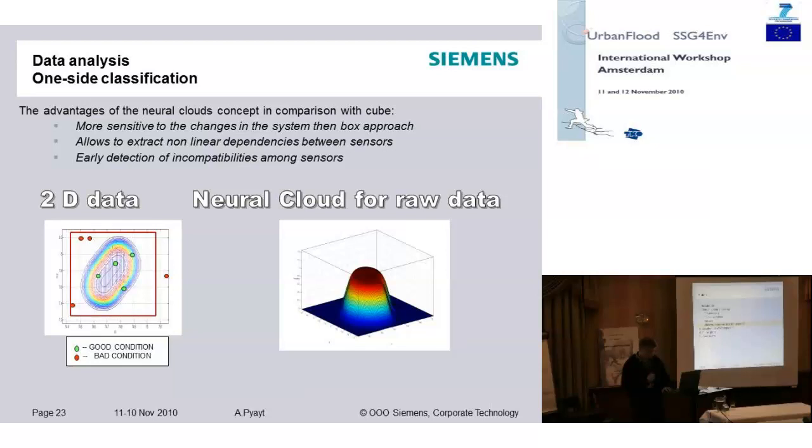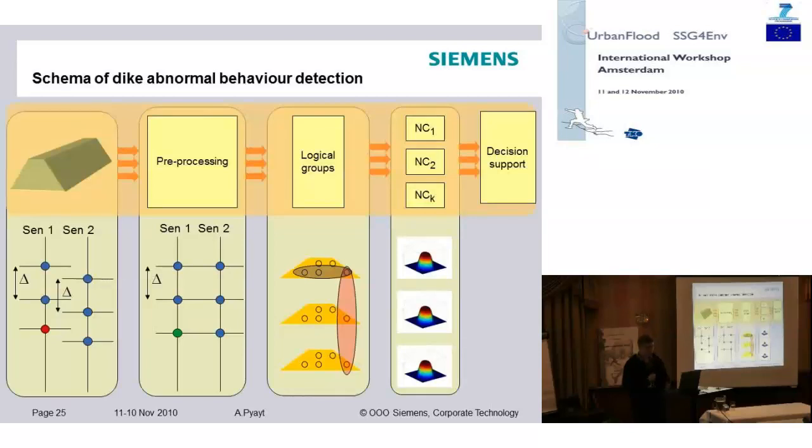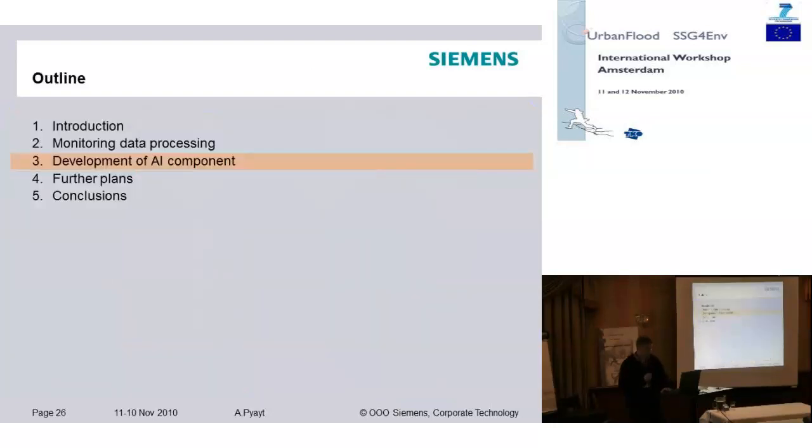Now we can describe the whole process of abnormal behavior detection. At first, we synchronize measurements, we fill the gaps. After that, we create some redundant groups, and for each of these groups, we create these one-side classifiers. The described schema was implemented in an artificial intelligence component as part of an early warning system for flood monitoring.